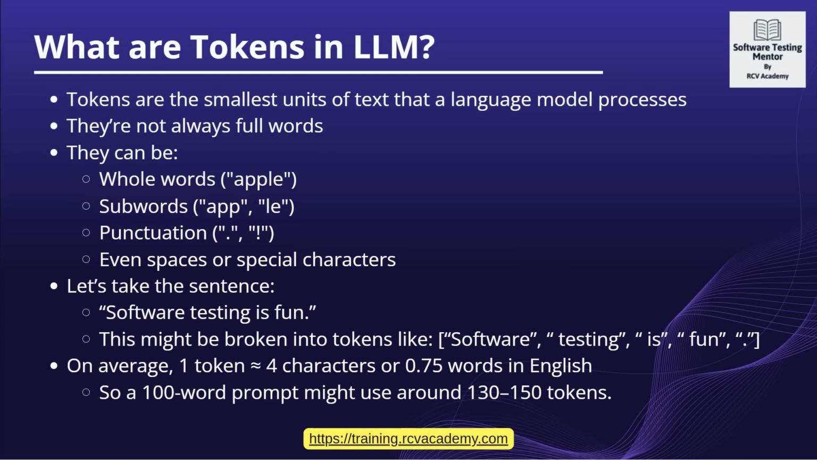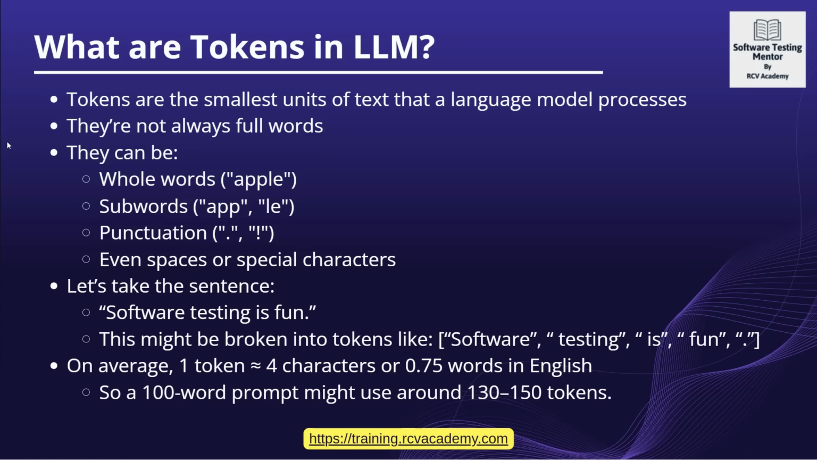So tokens are the smallest units of text that a large language model processes. It doesn't matter which large language model, it could be GPT-4, 5, Gemini, Claude, Llama. Every model has this concept of tokens, and tokens are the smallest unit of text that these models can process. Now these tokens are not always the full words.